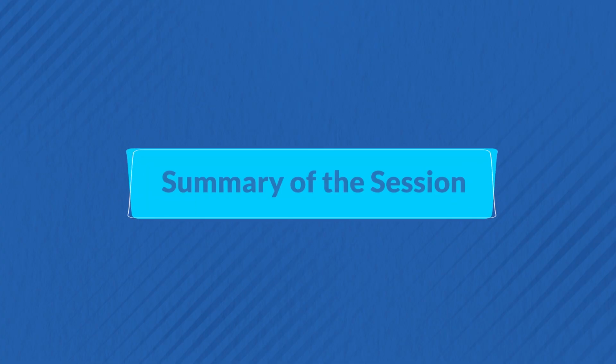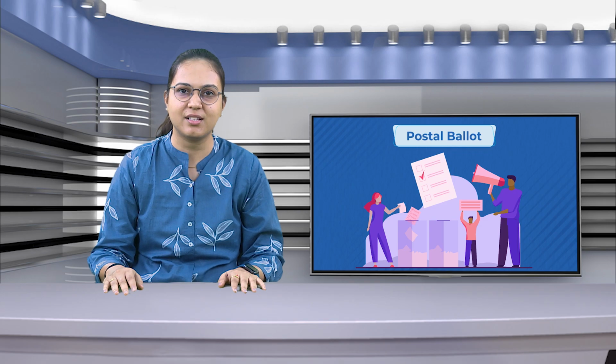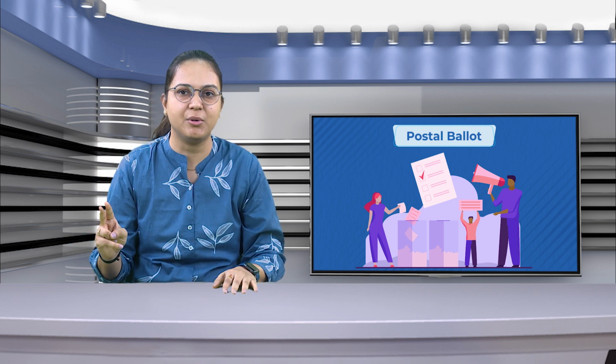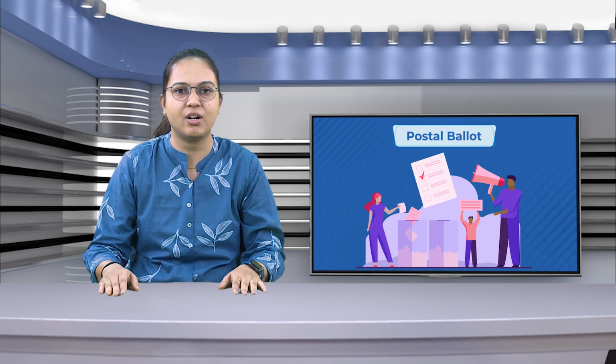So friends, let us summarize the session. We discussed number 1. Postal ballot provides an opportunity even to such shareholders to take part in the decision-making process. Number 2, any general meeting held between two annual general meetings will be called an extraordinary general meeting. Business which arises between two annual general meetings, being urgent and cannot be deferred till the next annual general meeting, is transacted in an extraordinary general meeting.